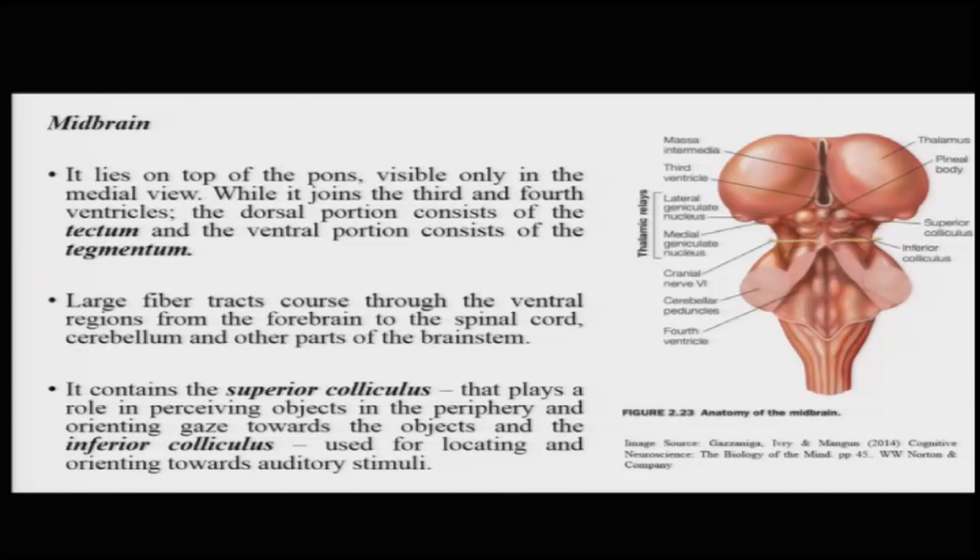Now large fiber tracts course through the ventral regions from the forebrain, from the front of the brain, to the spinal cord, cerebellum and other parts of the brainstem.